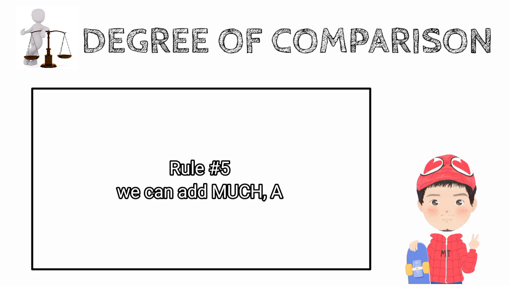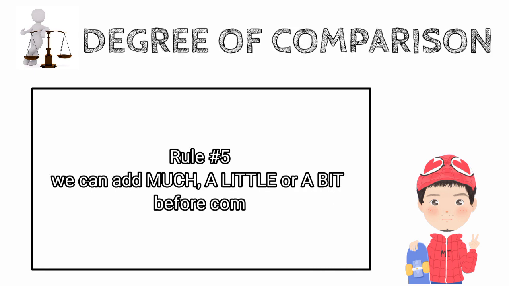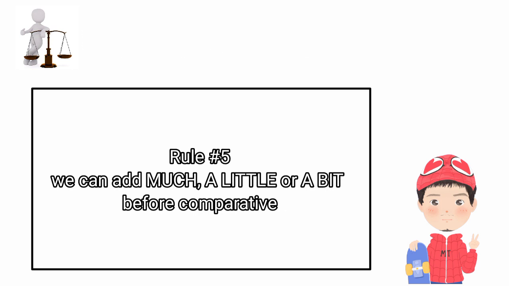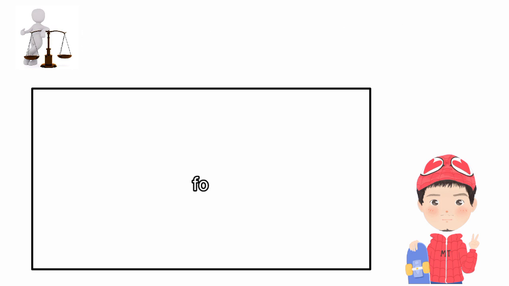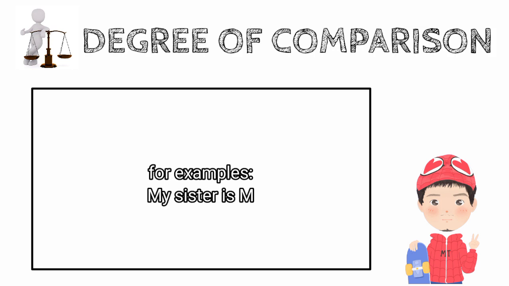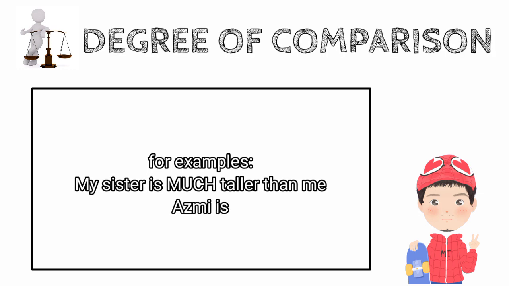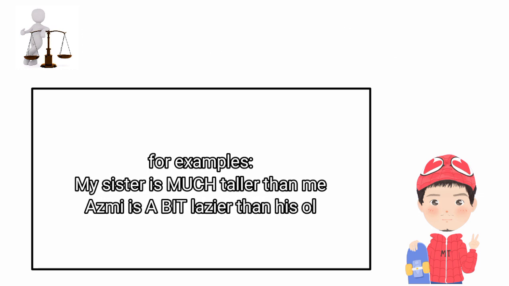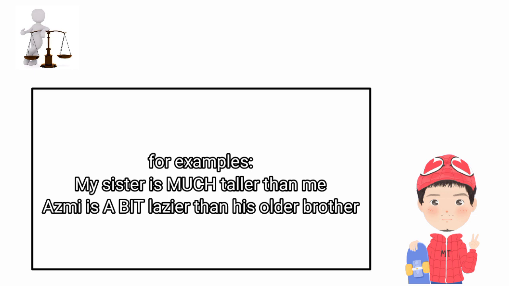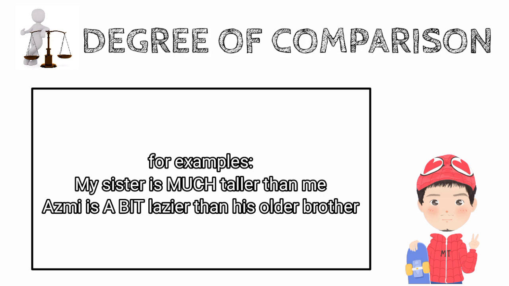Rule number 5. We can add much, a little, or a bit before comparative. For examples, my sister is much taller than me. Azmi is a bit lazier than his older brother.